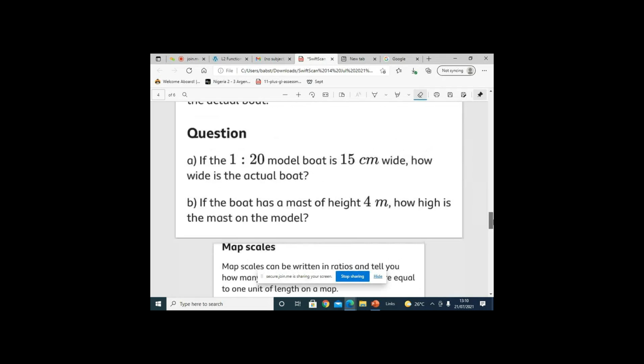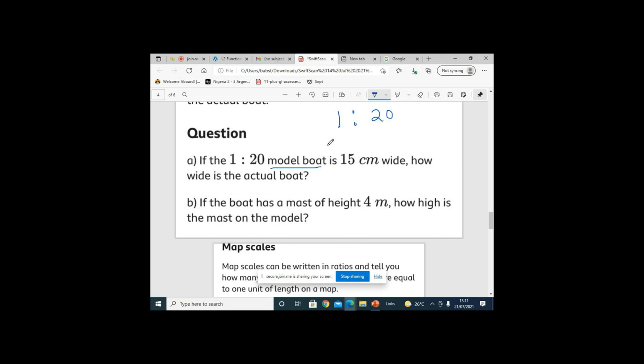Let's look at a question. It said: if a 1 to 20 model boat is 15 centimeters wide, how wide is the actual boat? It's a model boat. That means the boat is 15 centimeters on the map. So the ratio is 1 to 20. The ratio means that 1 centimeter represents 20 centimeters in real life.